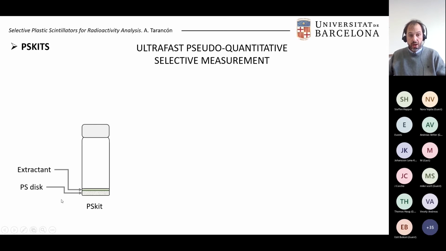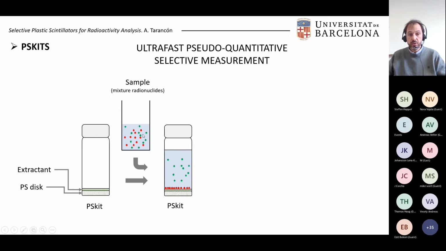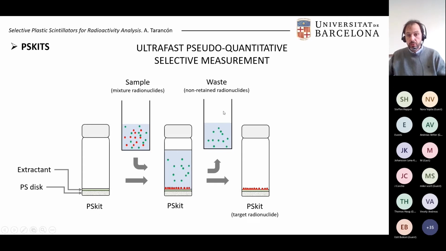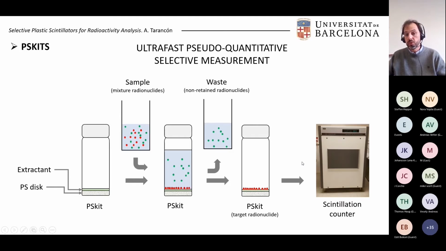So the idea is you have directly the vial prepared with the plastic scintillator disc on the bottom and the extractant on the surface of the plastic scintillation disc. This is already prepared. Then you have the sample with a mix of radionuclides. You mix it with the kit, you shake it, and then the radionuclide of interest is retained on the extractant. Remove the solution, and you have the vial with the extractant directly. Attach it to the scintillator counter and measure it. So the idea is that you can perform all these steps in just 10 minutes. So a quite fast analysis with a pseudo-quantitative objective.